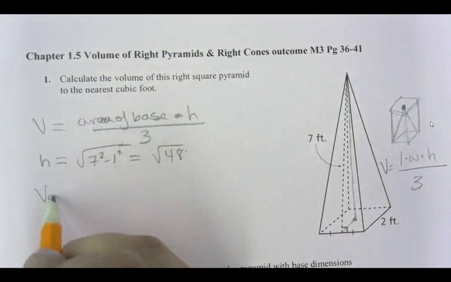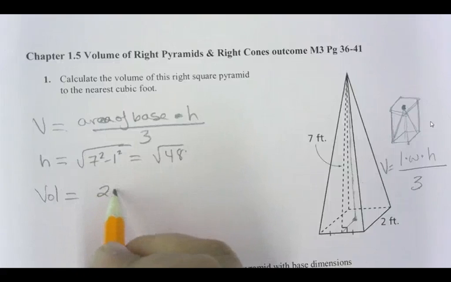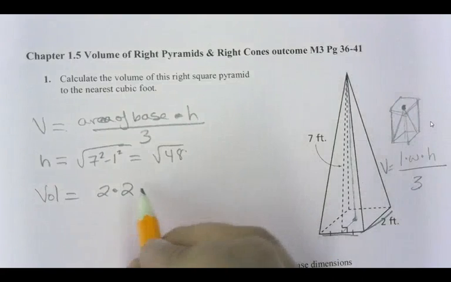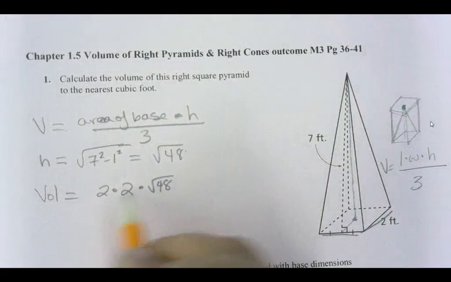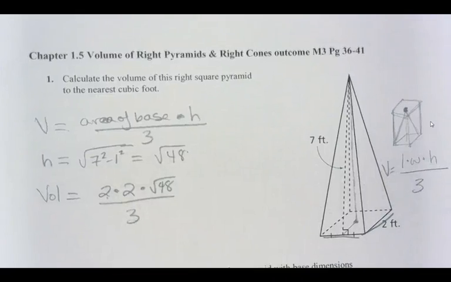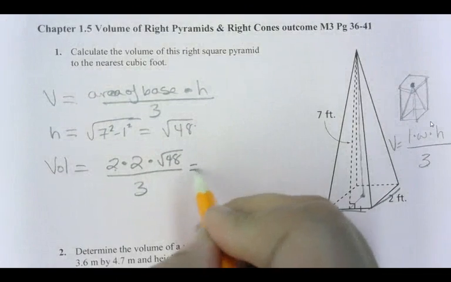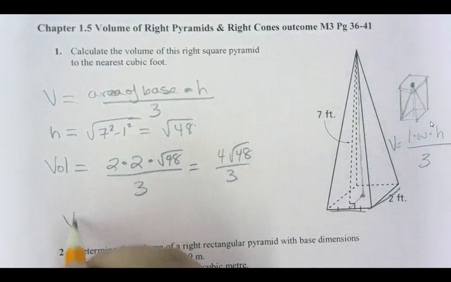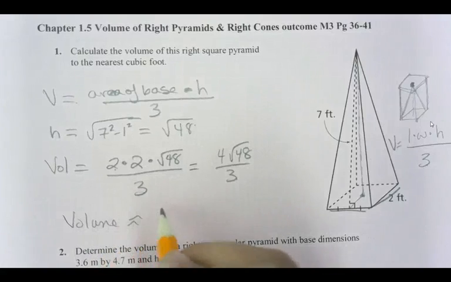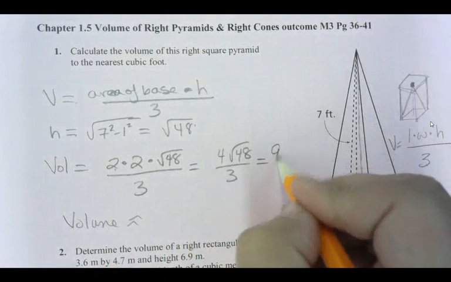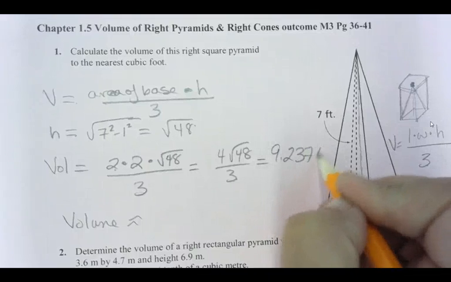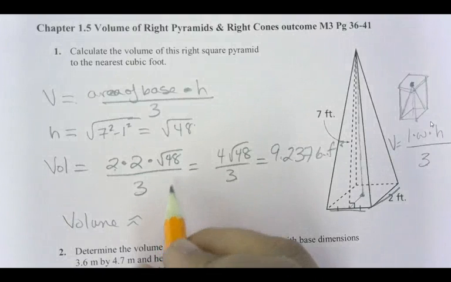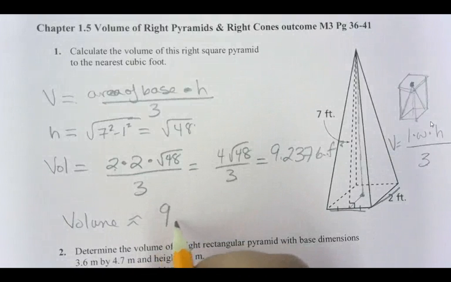So the volume is 2 times 2, that's the length times the width, times the height, which is root 48, all divided by 3. Now I could throw that into my calculator as 4 times square root of 48 divided by 3, and then I get the volume is approximately 9.2376 feet cubed. So rounding it to the nearest cubic foot, I've got 9 cubic feet.